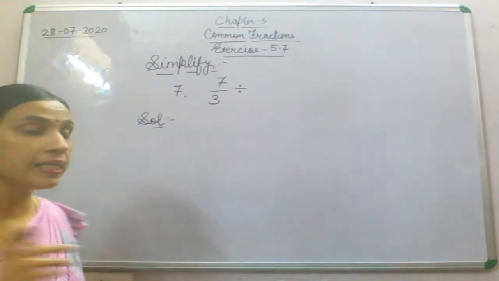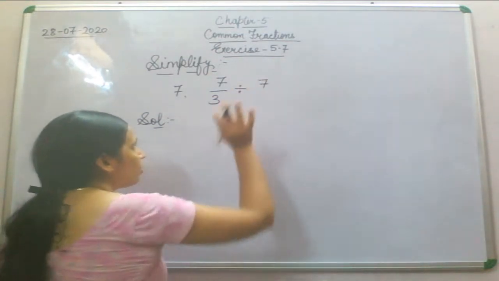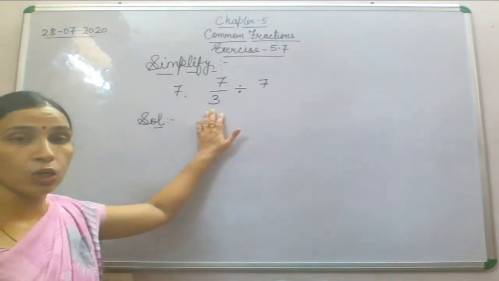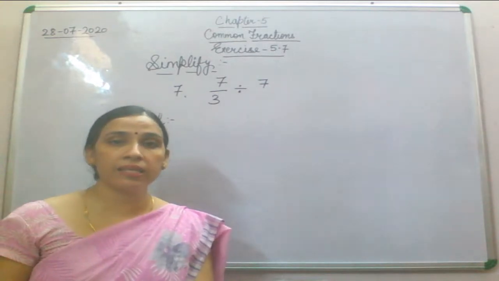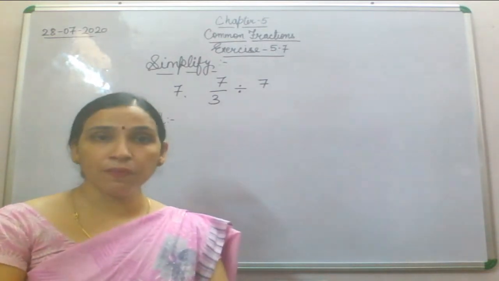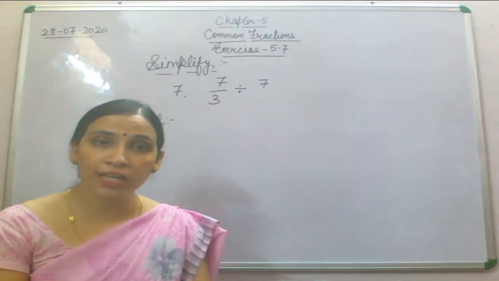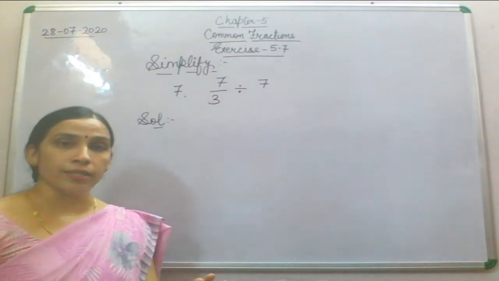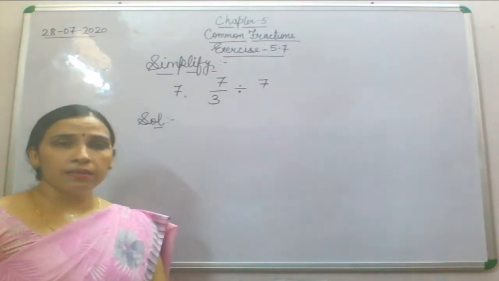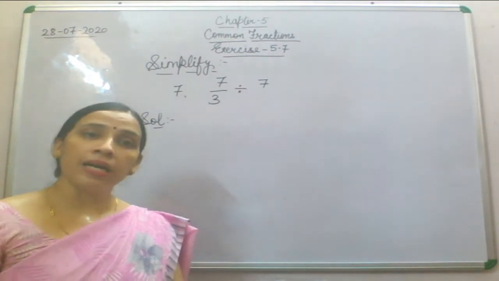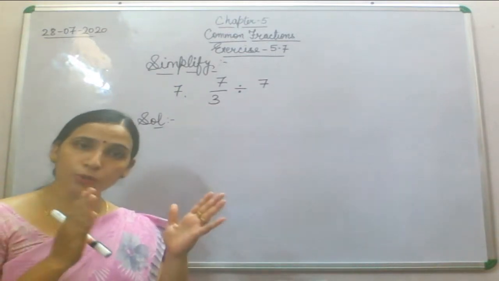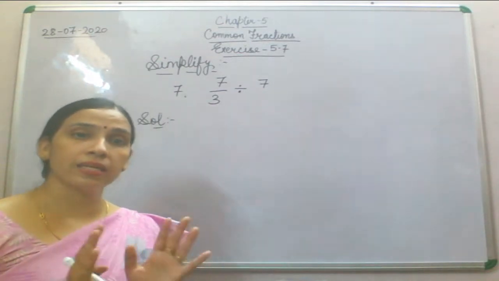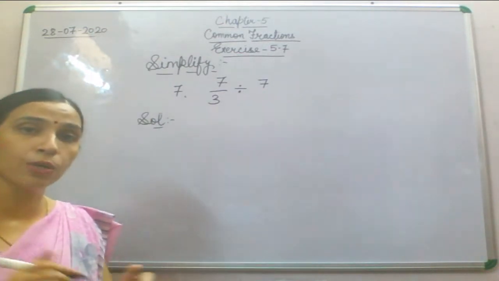Now 7 by 3 divided by 7. This is your question. The first question is: 7 by 3 is what kind of fraction? Yes, 7 by 3 is an improper fraction, because here the numerator is greater than the denominator. Fine. So let's start. There is no change in division. Division you are going to do using only those steps which we were doing earlier, the same steps we were using before.